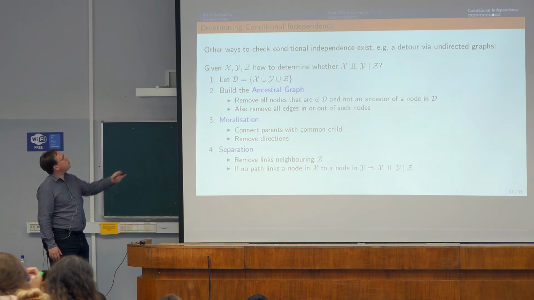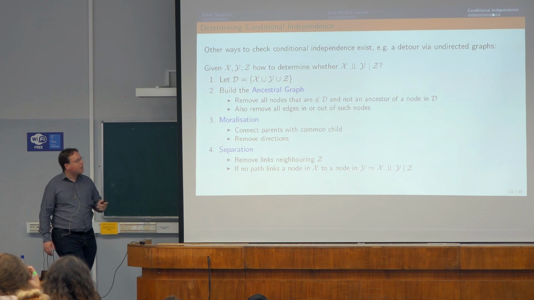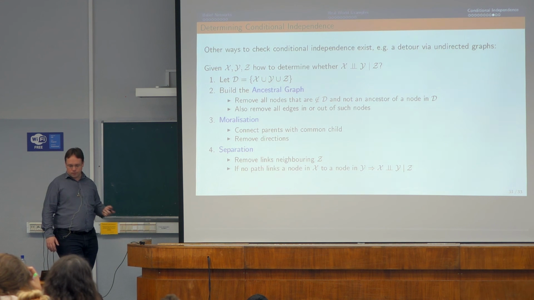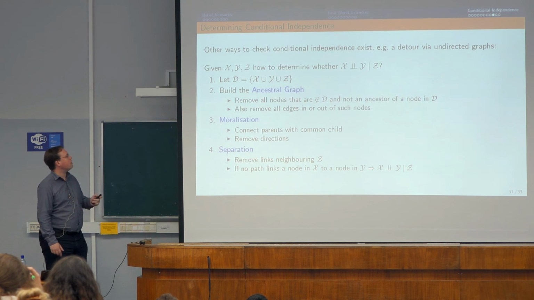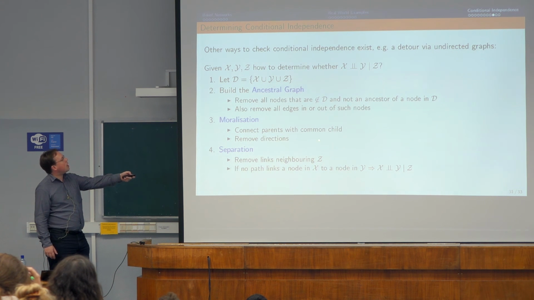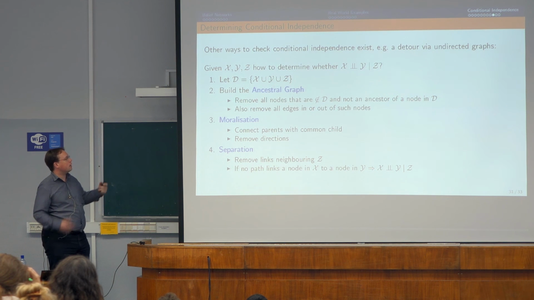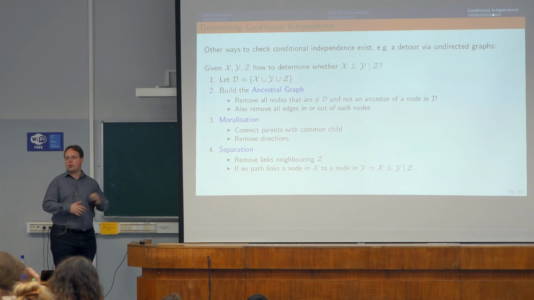Then you do a step that beautifully was called moralization. Somebody came up with that. So apparently it's immoral to be a child with two parents that are not married. So what do you do when you have something immoral? You moralize it. So when you have a child with two parents, then you make the connections, you connect the parents. Afterwards, you can remove all the directions from the arrows. So you go from a directed to an undirected graph.